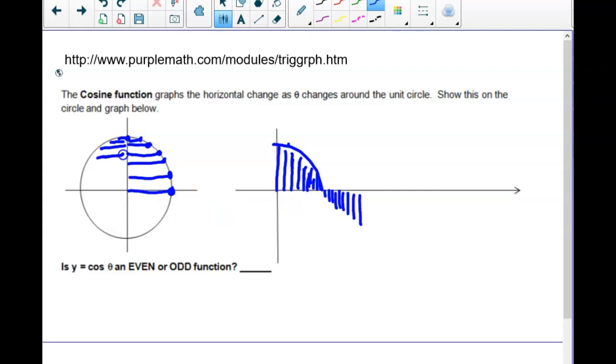So as I'm going left, the x's are getting longer, and it's getting negative. So that's why they translate like this, because they're going left. And now what happens down here? They're still going left, but they're getting what this time? Shorter. Okay, still going left, but getting shorter.